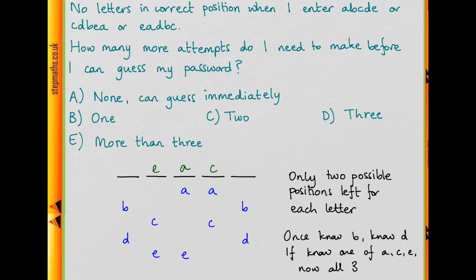But in any of the cases, after I make the next guess, I'm going to know whether B and D are correct and whether the middle 3 are correct. And because there's only 2 possibilities for the positions of both B and D and the middle 3, if we haven't got it correct, then it must be the other combination of positions. So after the next guess, I'm going to be able to deduce my password. Therefore, I'm going to need 1 more guess to guess my password.